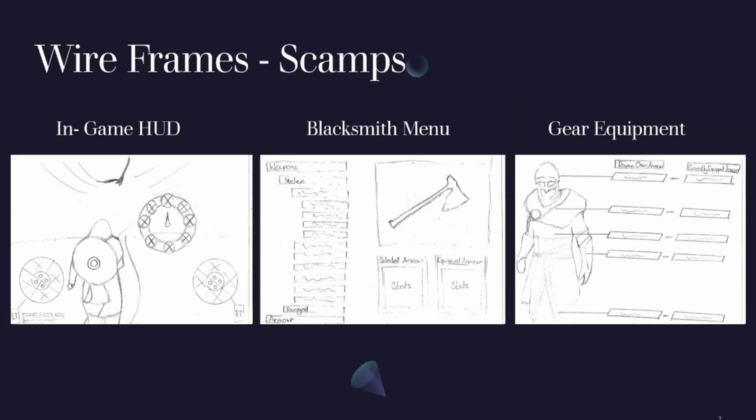So these are some of my wireframes. I started with scamping out the in-game HUD and the menu for interacting with the blacksmith and the kind of screen you would see when you equipped your gear. So I started with adding the bird. You can use the player's bird to replace the compass, so you can just follow it instead of having to constantly look at your icons.